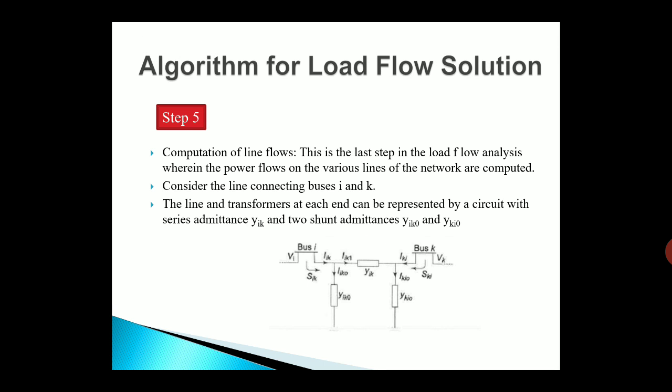Now we go for the computation of line flow. This is the last step in the load flow analysis, where the power flows on the various lines of the network are computed. Consider the line connection between bus i and bus k. I have given the diagram from bus i to bus k. The line and transformers at each end can be represented by a circuit with a series admittance and two shunt admittances. So if you see how the circuit is laid out, it has series and shunt admittances.